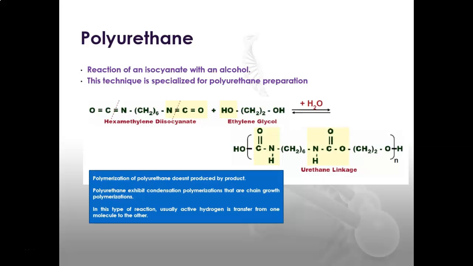So it doesn't produce a byproduct, but it exhibits condensation polymerization or step growth polymerization, not chain growth polymerization. In this type of reaction, usually an active hydrogen is transferred from one molecule to the other. So basically it is step growth polymerization, but it follows the mechanism of chain growth polymerization, meaning that it is produced by step growth but follows the mechanism of chain growth polymerization.